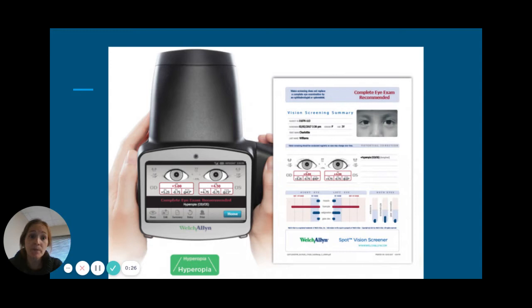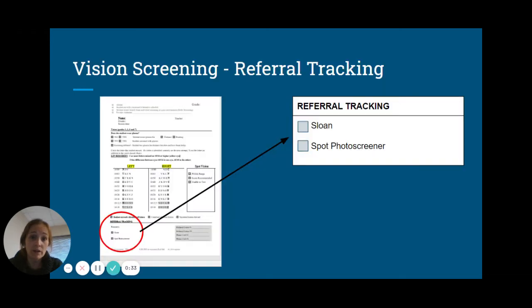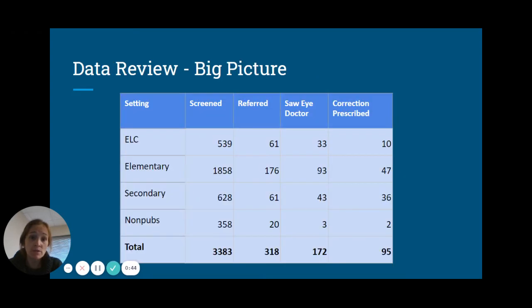Additionally, we completed vision screening using only the Spot Photo Screener for all of our students in the Early Learning Center. For students who did not pass screening with the Spot Photo Screener, we printed out their results and sent that home with their referral letter. At the bottom of each vision screening form, we indicated whether the student was referred due to results on the Sloan, Spot, or both. We referred students to the eye doctor if they failed one or both of these measures.